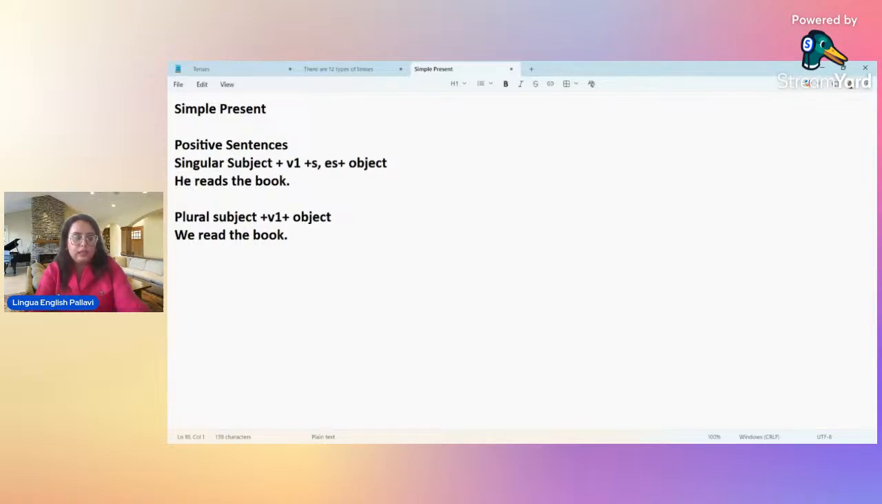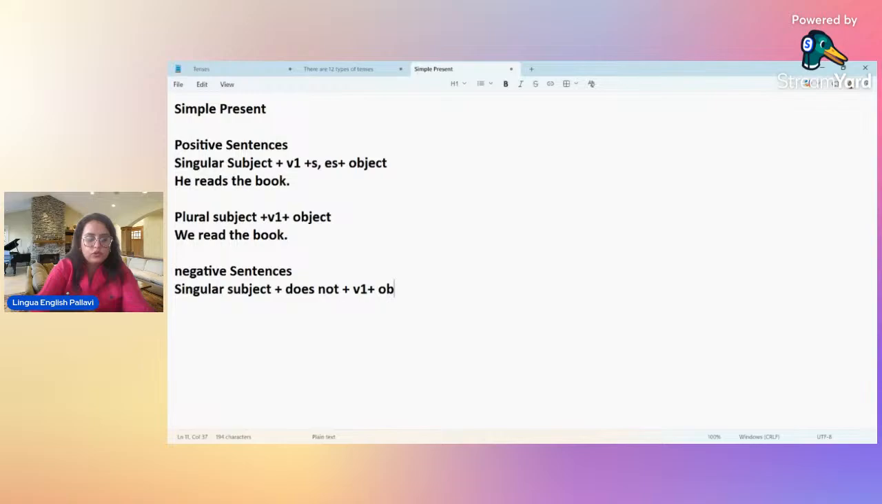Next, it is for negative sentences. For negative sentences, the rules will be almost similar, but there is a negation in that. That is singular subject plus does not. So with singular, we are going to add does not, v1 plus object. So it is he does not read the book. We are going to take the same example so you are clear. He does not read the book.